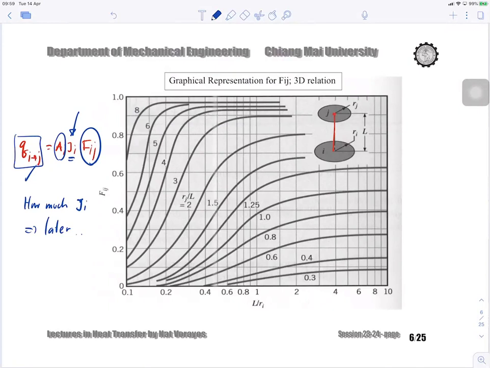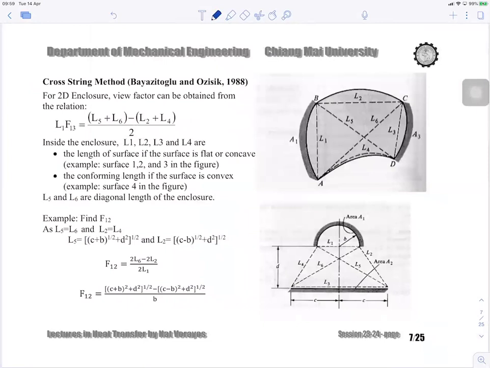there is another way to find the Fij. We call it the cross-string method, and it's available in the book of Senjo. The picture and everything and the example, I took from an older book, the Bayashi Toku, and also the Osisek book. It's quite an old book, but I give it to you as a reference anyway. You can browse it out.